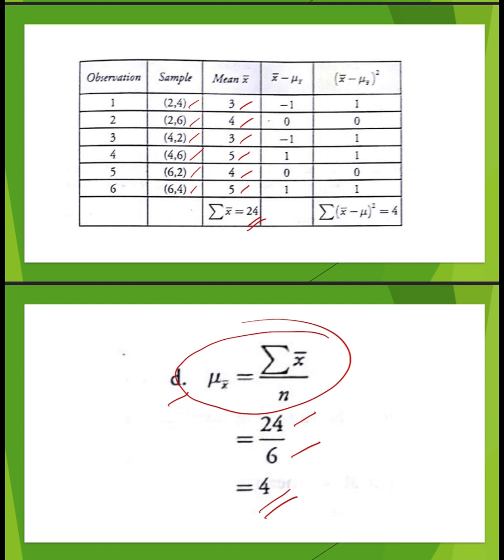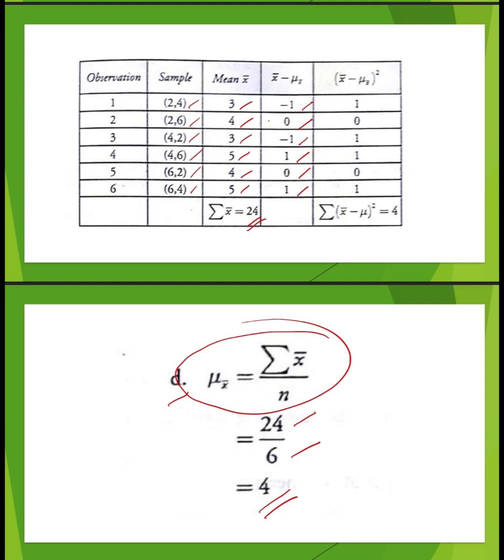Now, to find the variance of the sampling distribution of means, let's continue our table. On our fourth column, you can see the difference of the mean and the sample mean. Okay, and that is 3 minus 4 equal to negative 1. 4 minus 4 is equal to 0. 3 minus 4 is equal to negative 1. 5 minus 4 is equal to 1. 4 minus 4 is equal to 0. 5 minus 4 is equal to 1.